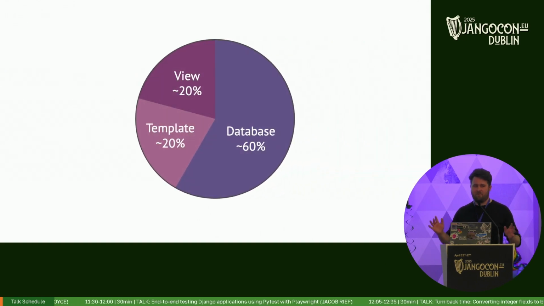Very rough, very average breakdown from my experience, but about 20% of the time is in your view code, 20% of the time in the template rendering, 60% in the database. If you have a slow view, generally more time will be spent in the database, and like the slice of that pie will just go up and up and up. So it behooves us to look at what's happening inside the database.